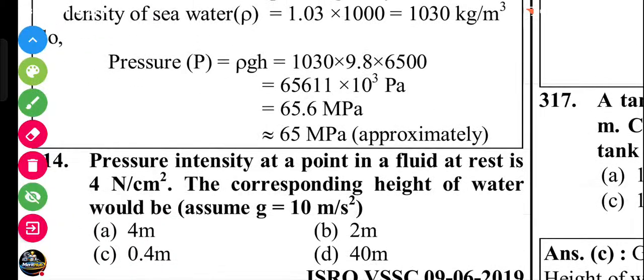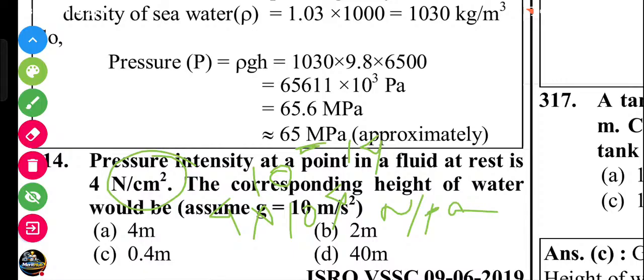Next question. The pressure intensity at a point in a fluid at rest is 4 Newton per centimeter square. The corresponding height of water would be? First it's converted into Newton per meter square. So 1 centimeter equals 10 to power minus 4 meter square. So it's 4 into 10 to power 4 Newton per meter square, or Pascal. It's equal to rho g h.